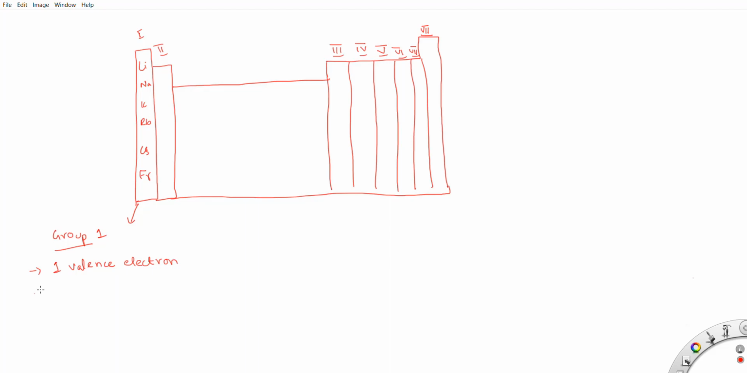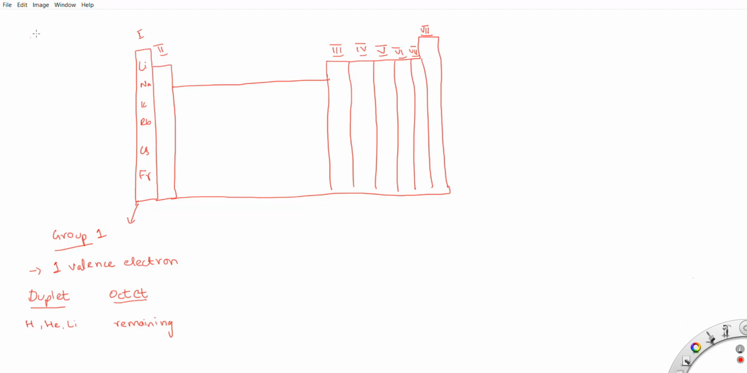Now, if they want to become stable, the rule of stability was divided into two categories. Either it can be a duplet rule or it can be an octet rule. The duplet rule is valid for hydrogen, helium, and lithium. However, for the remaining elements, the octet rule is valid. So if any of these elements that belong to group 1A want to become stable, how would they go about achieving stability?